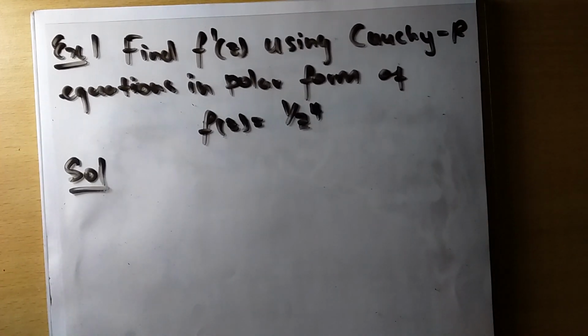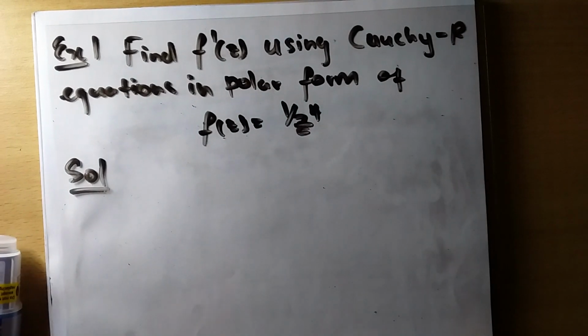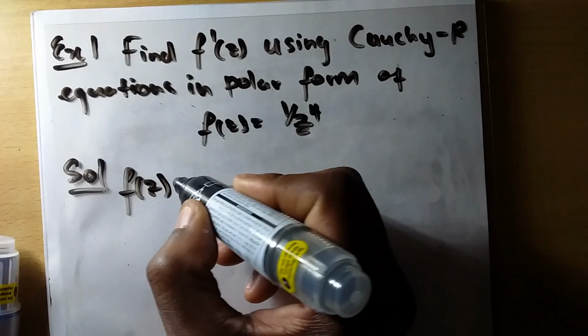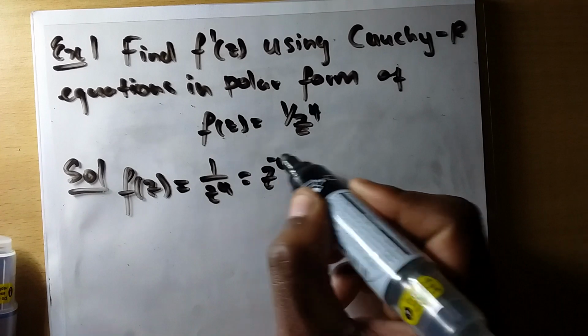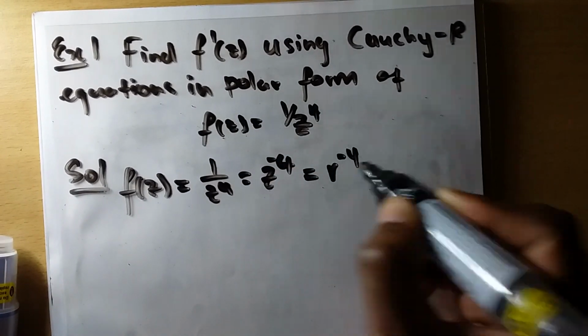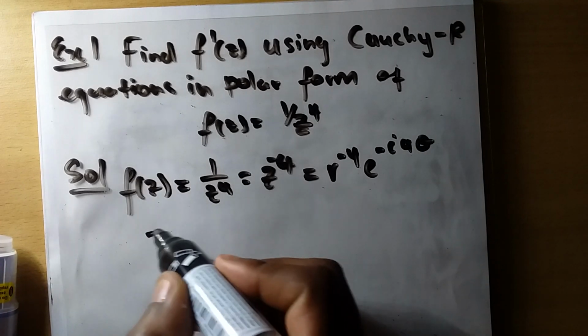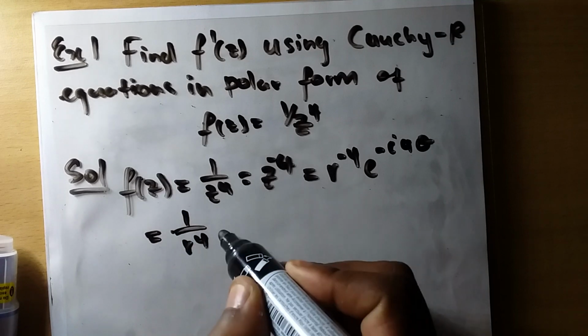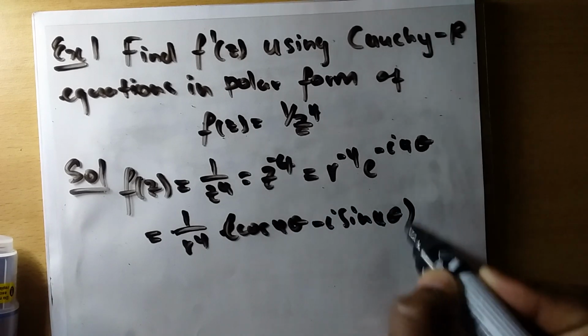Find the first derivative using the Cauchy-Riemann equations in polar form of f at z equals 1 over z to the exponent 4. Let us start by showing what 1 over z to the 4 is. I can write this as z to the negative 4, which is r to the negative 4 e to the negative i 4 theta. So this can be rewritten as 1 over r to the 4 times cos of 4 theta minus i sine of 4 theta.